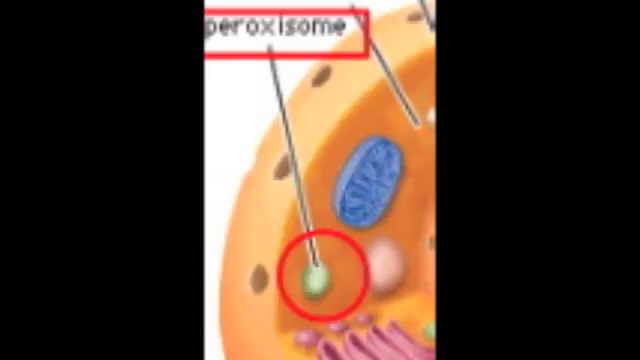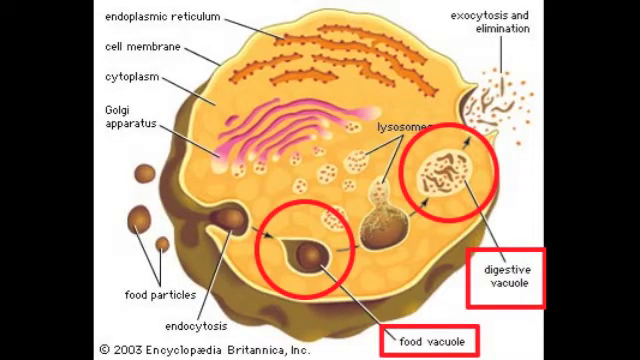Peroxisomes are found in the cytosol of eukaryotic cells. They contain enzymes that oxidize certain molecules in the cell, so they provide a safe place for the metabolism of certain molecules. Vacuoles are used for storage, ingestion, digestion, excretion, and expulsion of excess water.